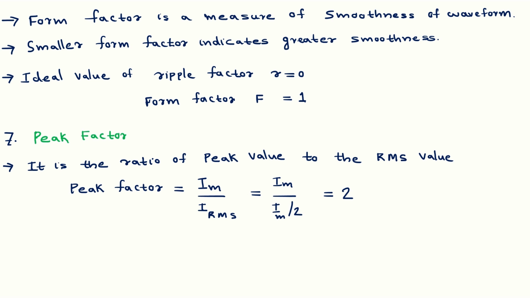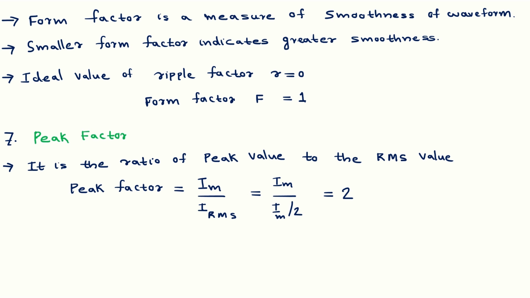Actually, we are interested in getting no AC component at the output of the rectifier. So for the ideal value of the ripple factor, we are expecting there should be no AC component at the output of the rectifier, but this is not practically possible. So the ideal value of the ripple factor R is 0 and the form factor F is 1.